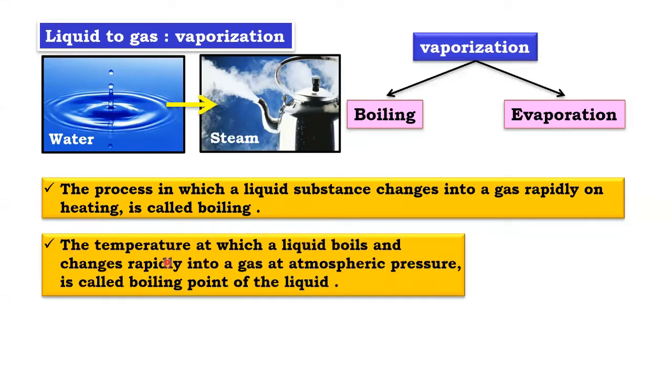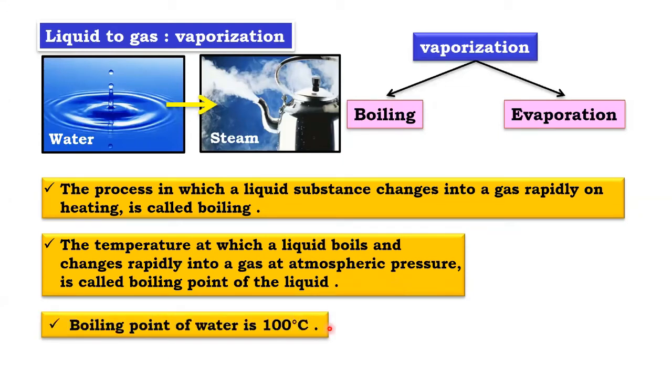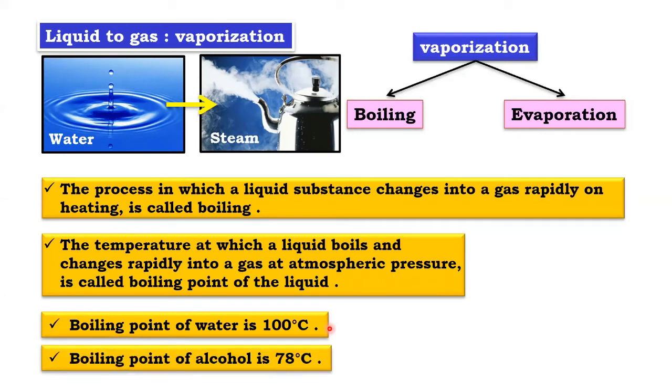Next, the temperature at which a liquid boils and changes rapidly into gas at atmospheric pressure is called the boiling point of the liquid. So that temperature at which the liquid boils and gets converted very rapidly into gaseous state is called the boiling point of that liquid. The boiling point of water is 100 degrees Celsius. Boiling point of water is how much? It is 100 degrees Celsius. Boiling point of alcohol is 78 degrees Celsius.